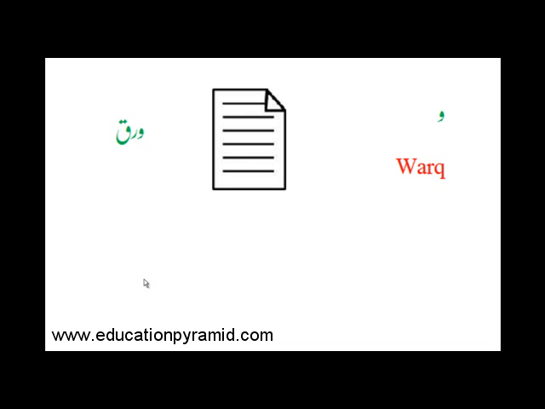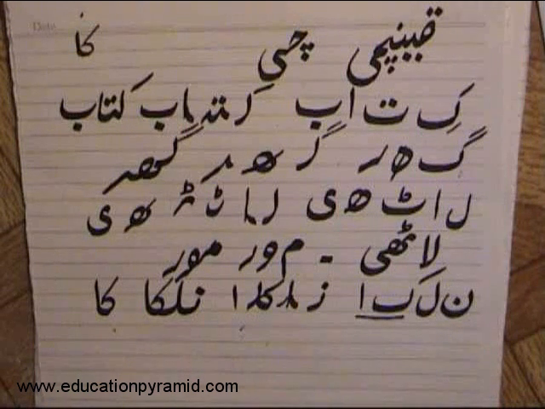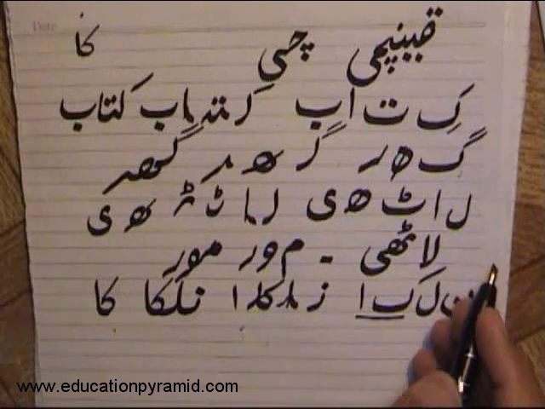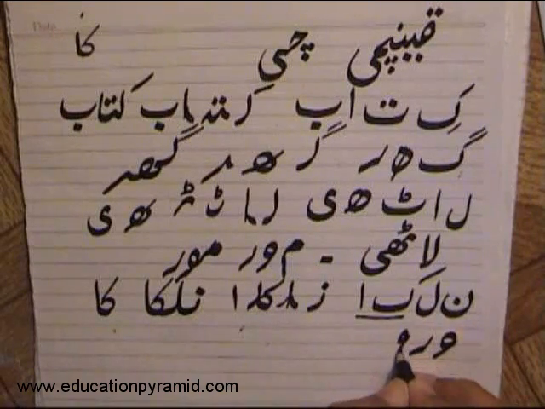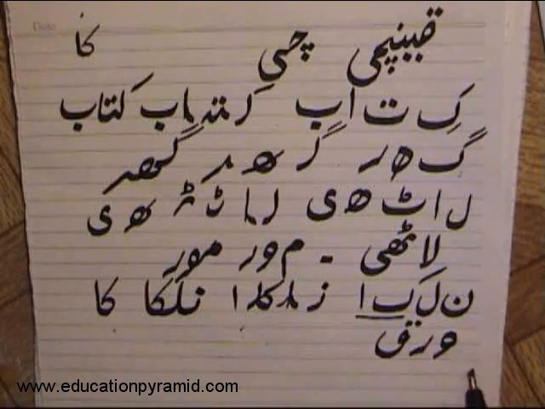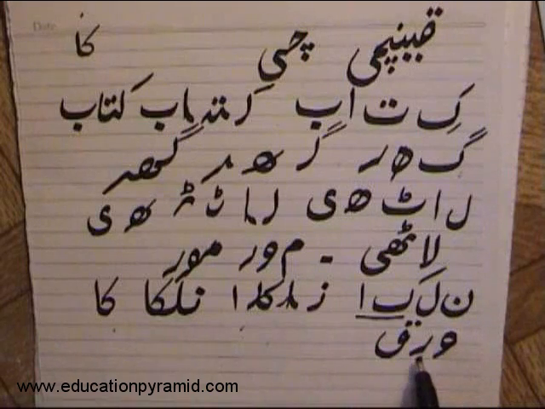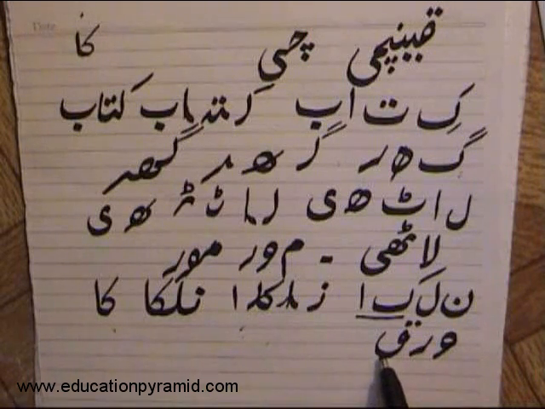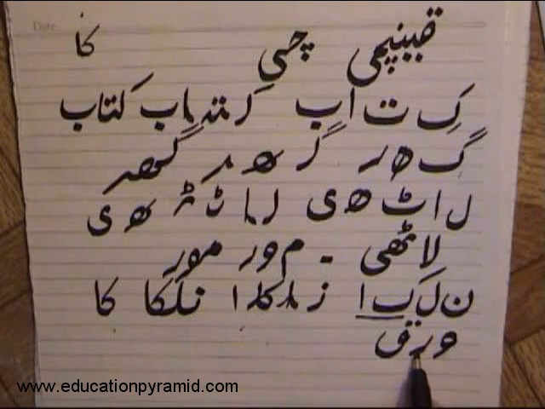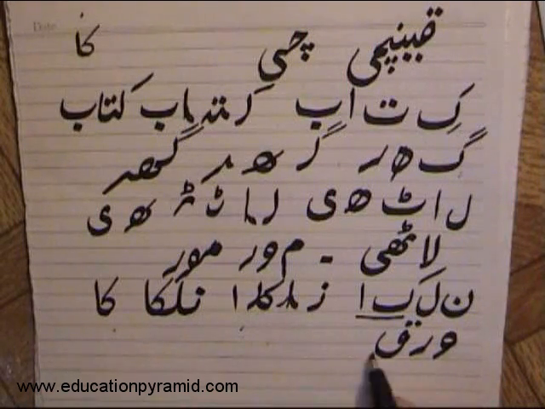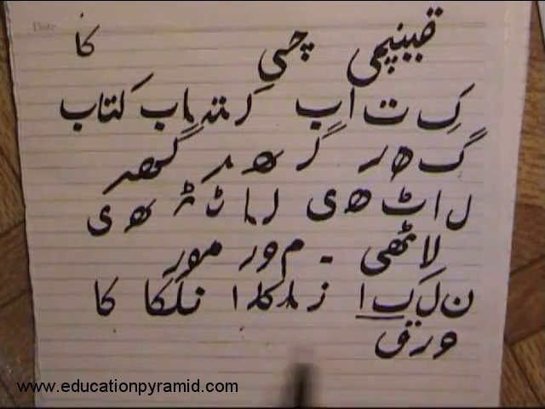Varak, paper. Wow, re and kaf. Wow is a non-connector, re is a non-connector and kaf is a connector. So it will be written as it is, because we cannot connect re with kaf, as there will be a break after re. So varak is written as it is, all three letters will appear independent.